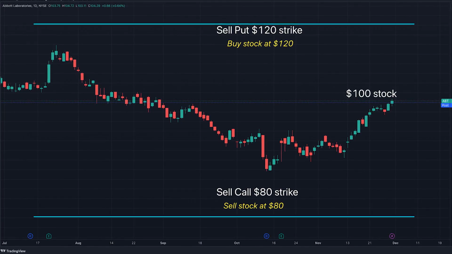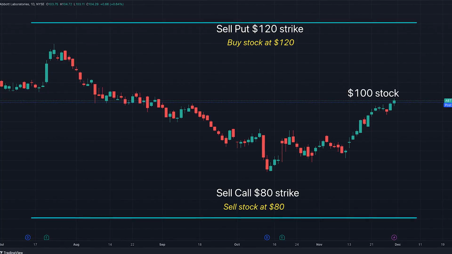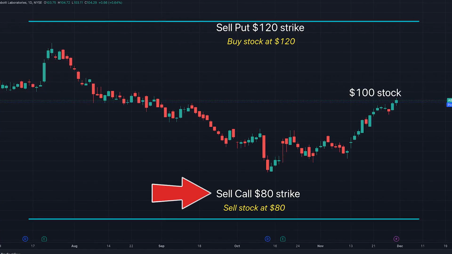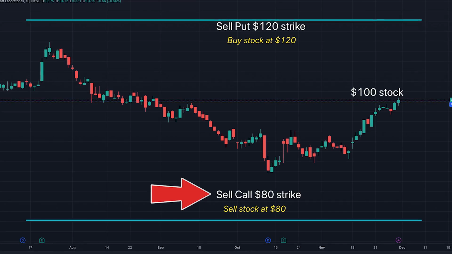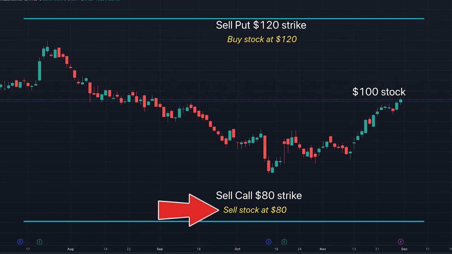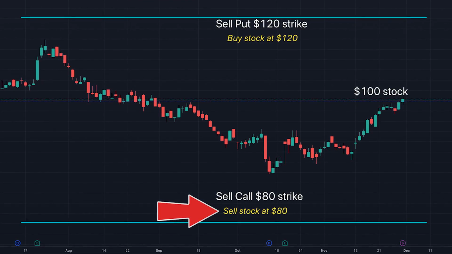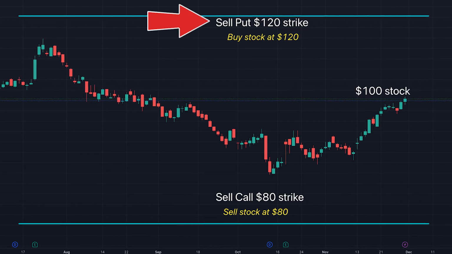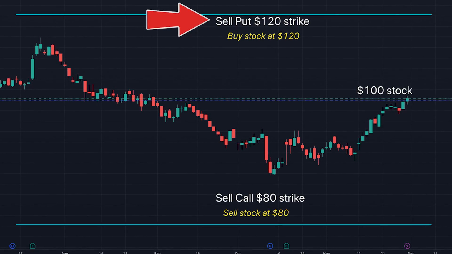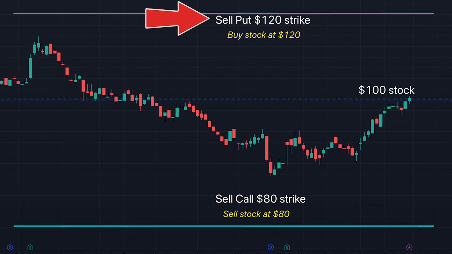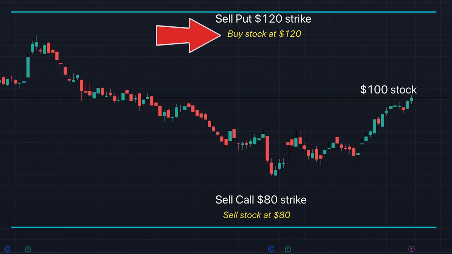So using back the previous example, if you sold a call at the strike price of $80, when the option buyer exercises his call option, you will have to sell your stock at $80. On the flip side, if you sold a put option at a strike price of $120, when the option buyer exercises his put option, you would have to buy the stock at $120.